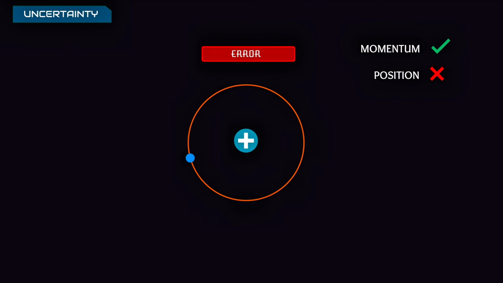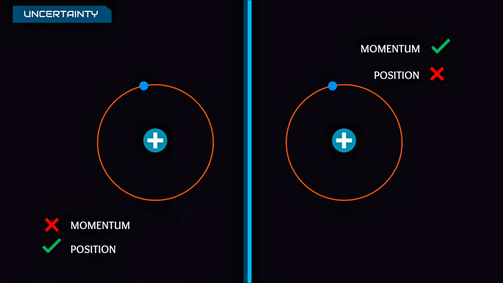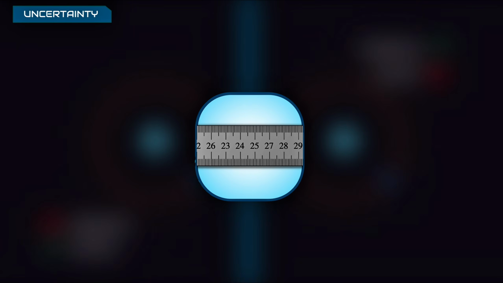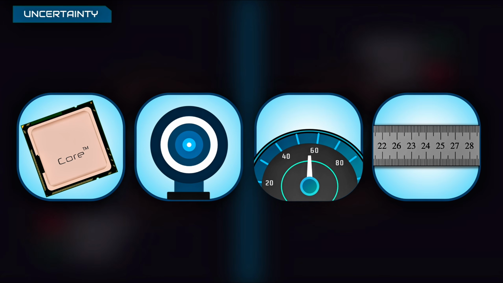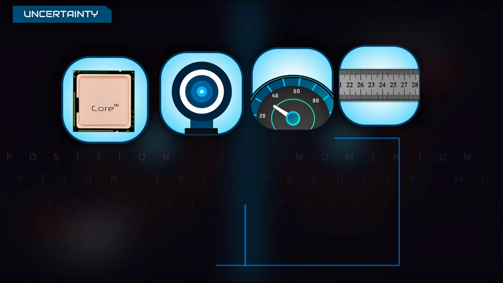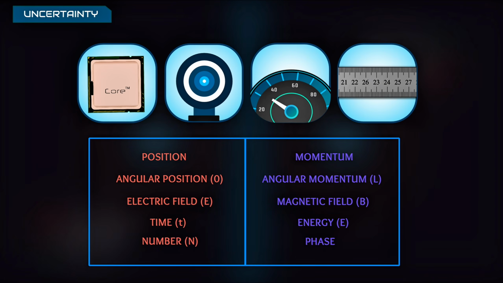This means that at any given time, we can only measure either the electron's position or its momentum, but not both. It's important to note that this is not due to limitations in our measurement tools, but rather a fundamental property of nature. In nature, we are never able to precisely determine both properties of a subatomic particle simultaneously.